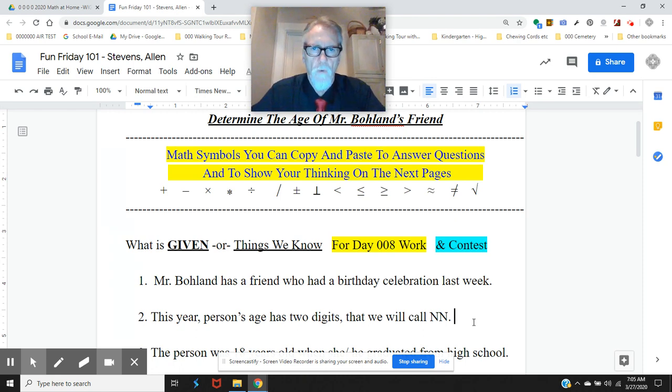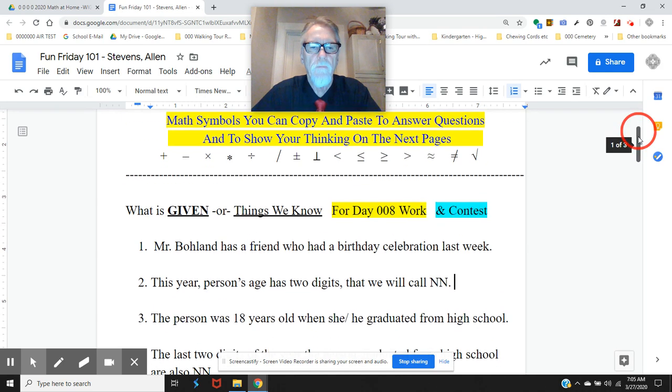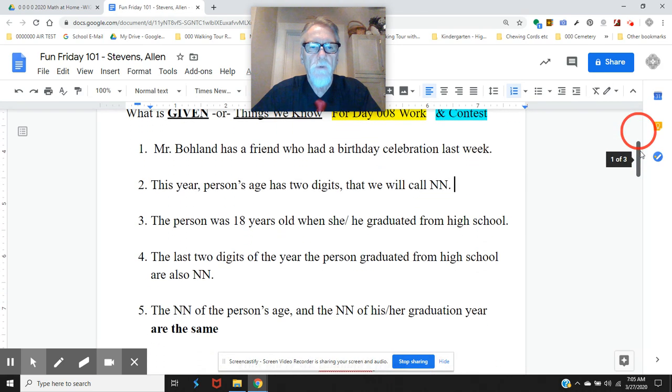One of the words that you will often see, particularly when you hit geometry, is the word given. In a problem, they'll tell you what you already know. These are the things that are given, and then you'll be asked a question. So for today's assignment and for the contest, here's what's given. Olin has a friend who's got a birthday celebration going on. Had a birthday last week. This year, the person's age has 2 digits. So in other words, the person is not 9 years old or 8 years old. It's a 2-digit age. And the digits, we're going to call them NN, which means could be any 2 numbers.